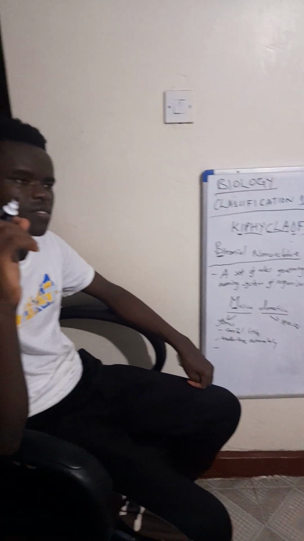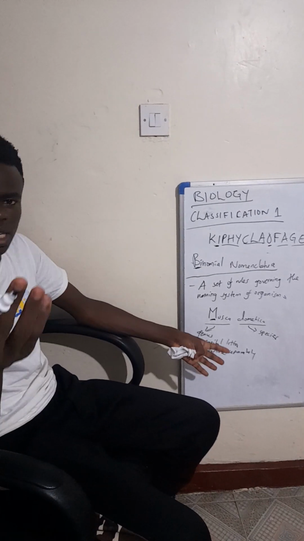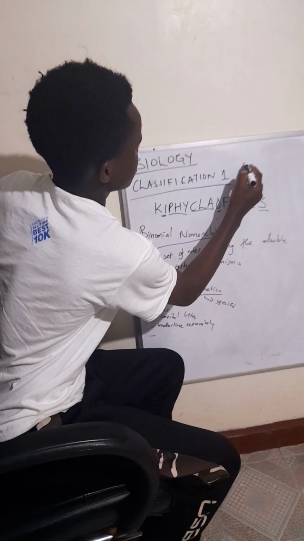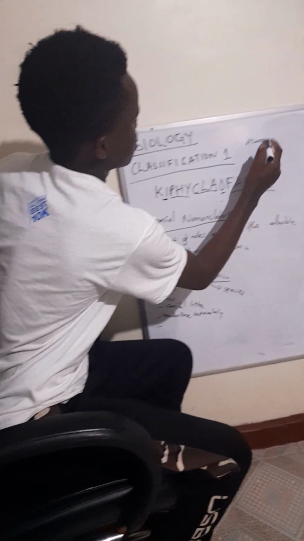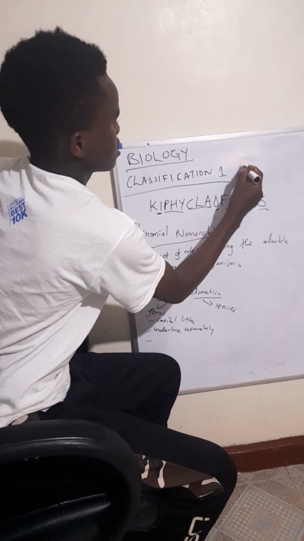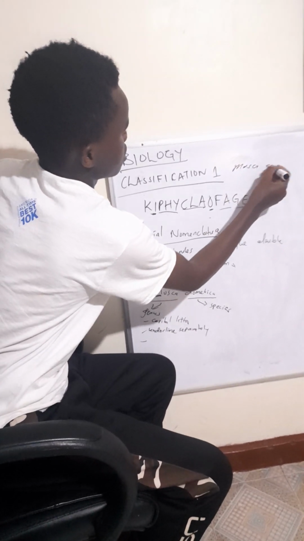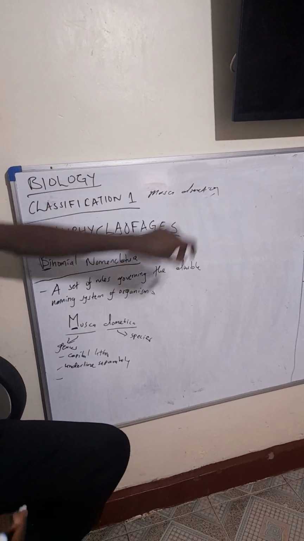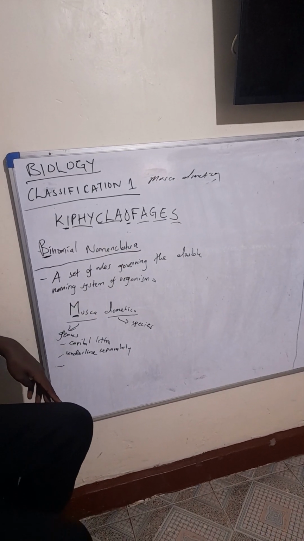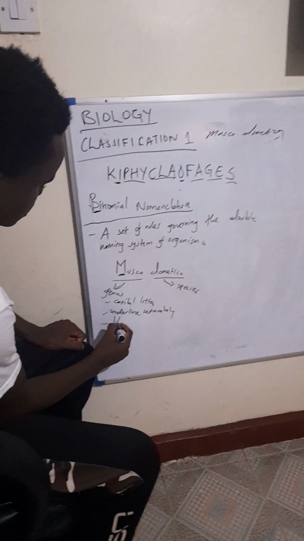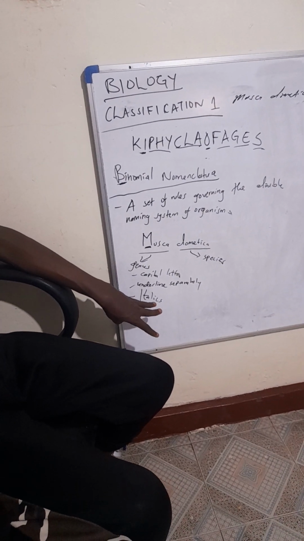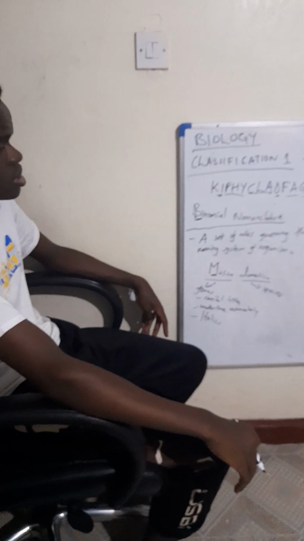Now, the third rule. When typed, for example in books where it's obviously not handwritten, you'll get it written in italics. Italics is something like this, slanted. So when typed, it should be written in italics. That's the third rule for binomial nomenclature. If you know those, you are good to go on the binomial nomenclature system.